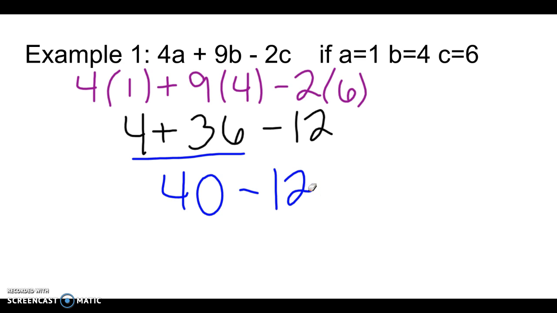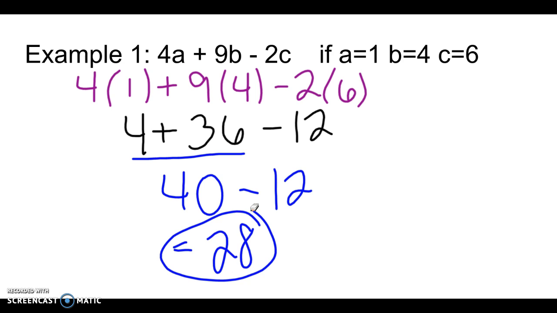If you are noticing my work, it's kind of following the same process that we did for order of operations. So I'm making sure when I'm down to addition and subtraction, I am moving left to right in my problem. So now I'm ready to complete the last part, which is subtraction. So 40 minus 12 will give me a final answer of 28.